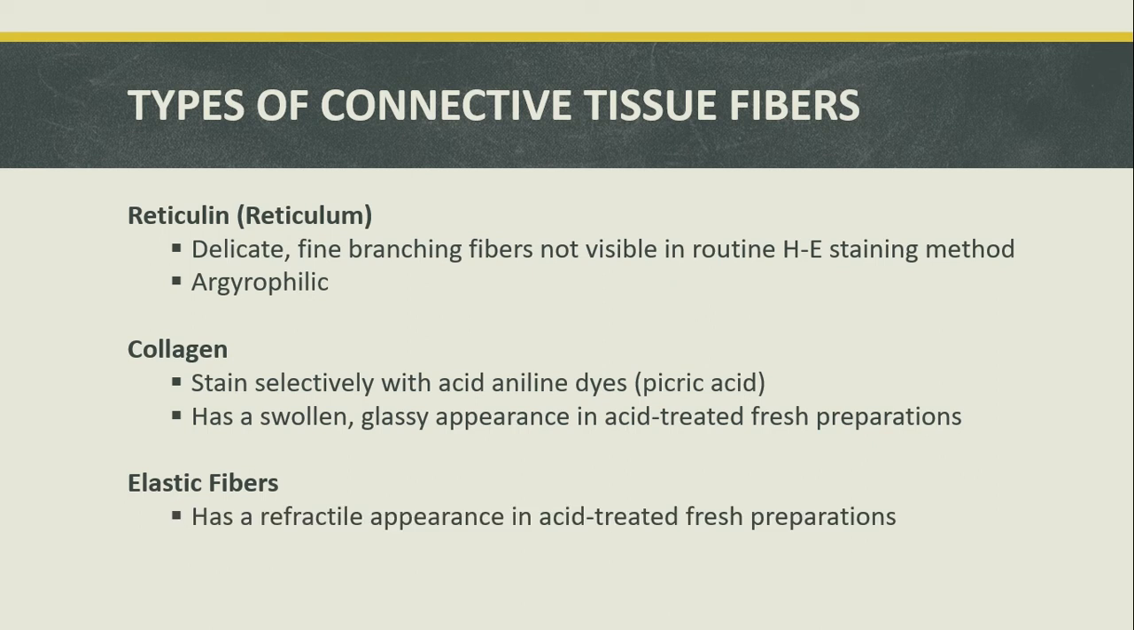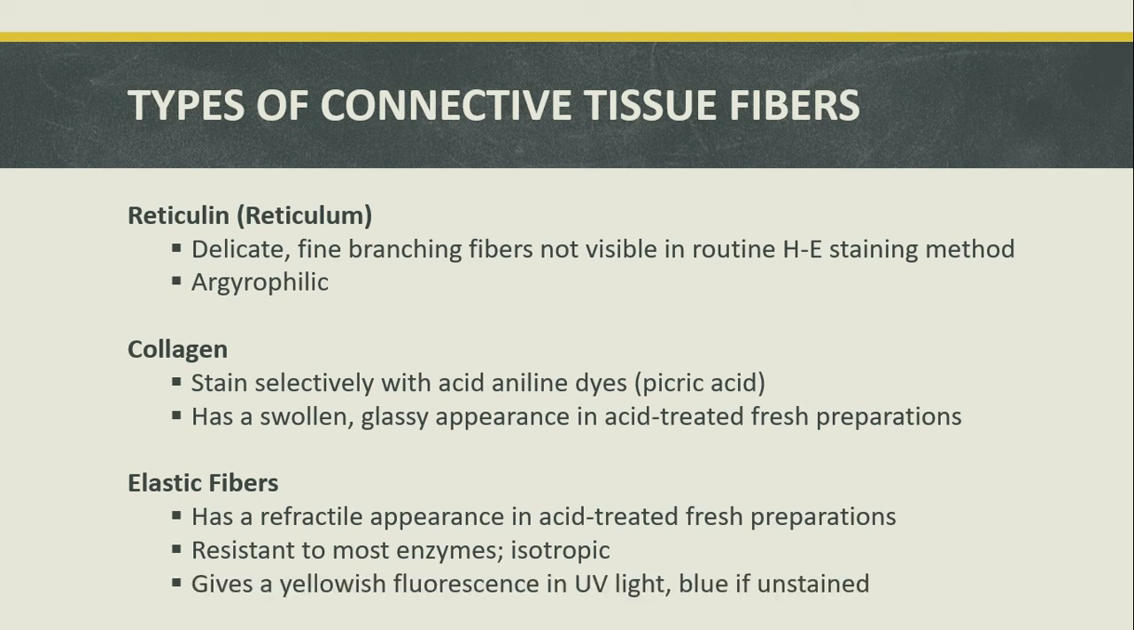Lastly are the elastic fibers that are made up of fine, intertwining, wavy filaments. They have a refractile appearance in acid-treated fresh preparations. They have a property of being isotropic and are resistant to most enzymes. In UV light, collagen gives a yellowish fluorescence, but if unstained, it gives off a blue color.